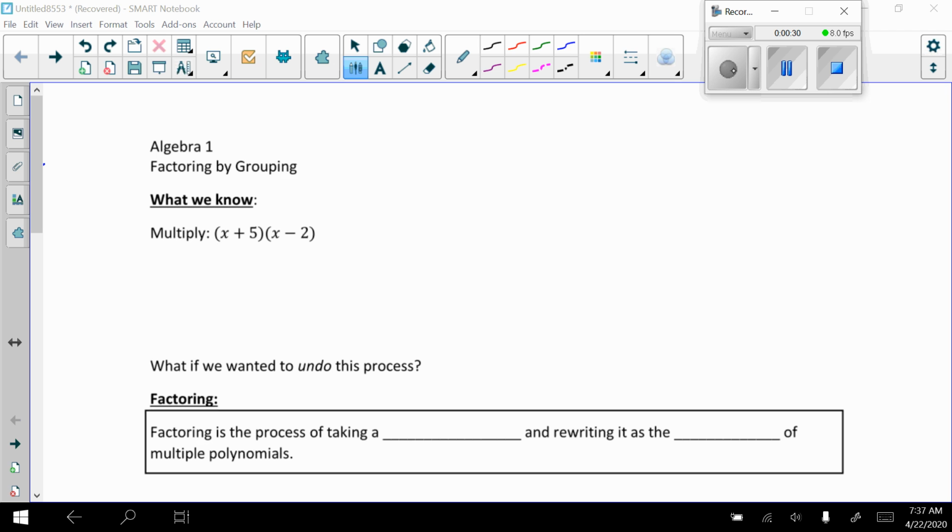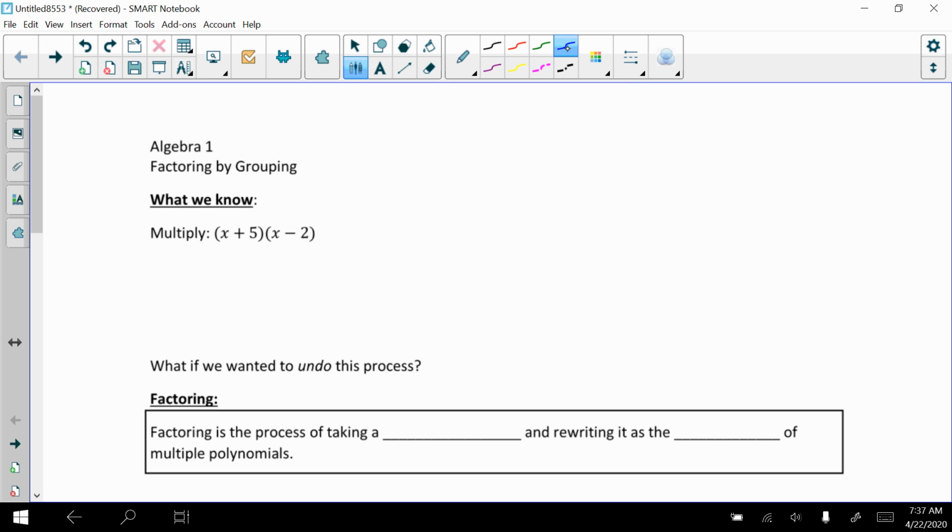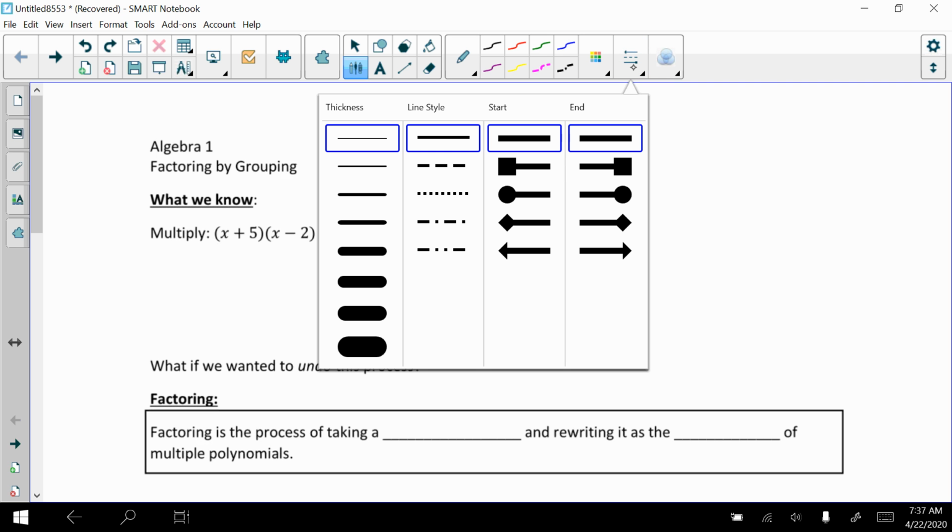We are beginning to talk about factoring in this video, which is actually going to take us through the end of this week as well as into next week. So we're going to be talking about this for a little bit. I'll give you a little bit of intro for what I mean by factoring.